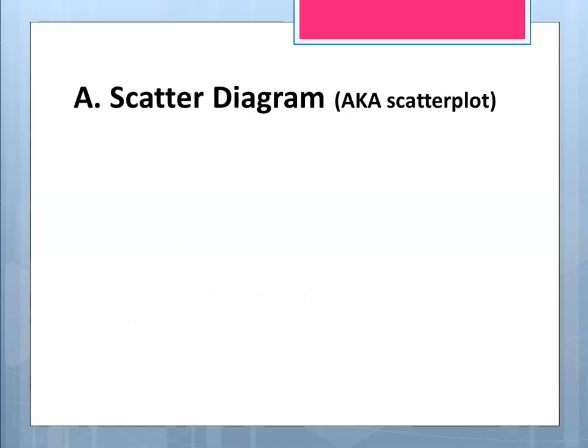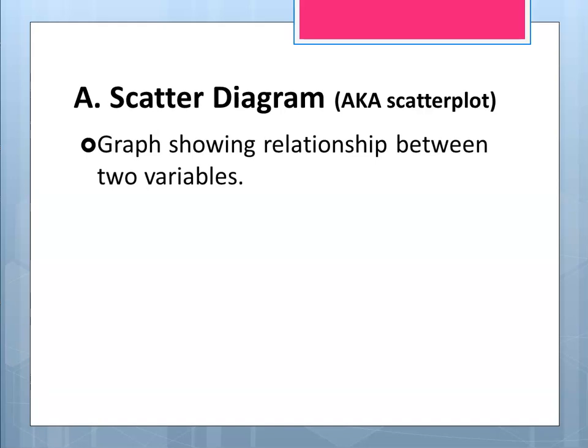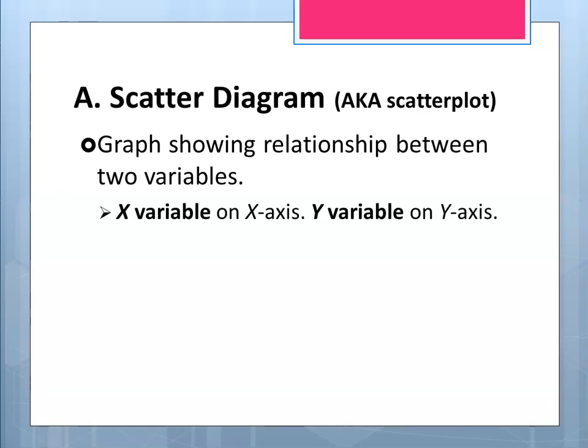First, we can illustrate correlations using a scatter diagram. It is also known as a scatter plot. Well, what does a scatter plot sound like? Basically, a graph with data points scattered around to show the relationship between the two variables. Since we have two variables, the X variable will go on the X-axis and the Y variable will go on the Y-axis.